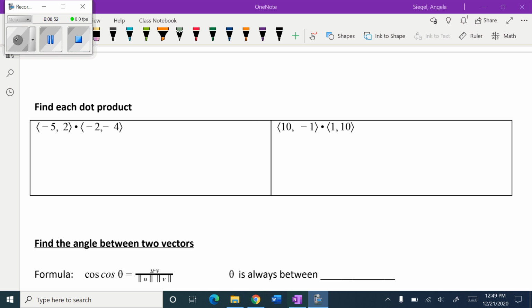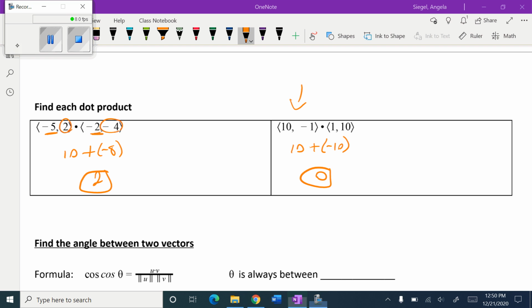So let's put this into practice. So we have this one. So we're going to say -5 times -2 is 10, and then plus 2 times -4, -8. So my dot product for those is 2. So try this one on your own. So this doesn't really tell us anything right now at this point. I'm going to teach you how we can use that.